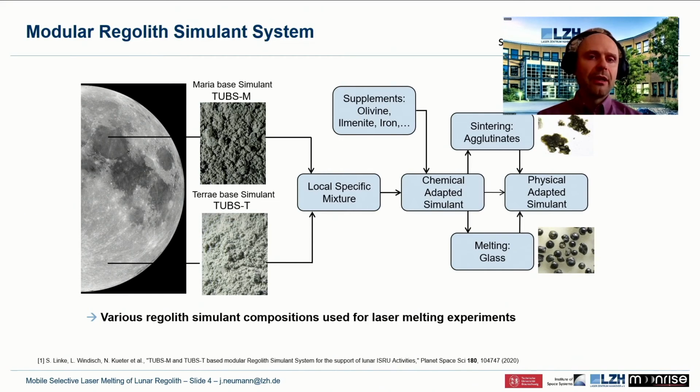We use the modular regolith simulant system Simon already described in the last presentation. There are these lowland and highland simulants, and you can mix them locally to have a specific mixture according to the landing site, and you can add minerals there to chemically adapt the mixture, and also add sintered particles and molten glass to physically adapt these regolith simulants.